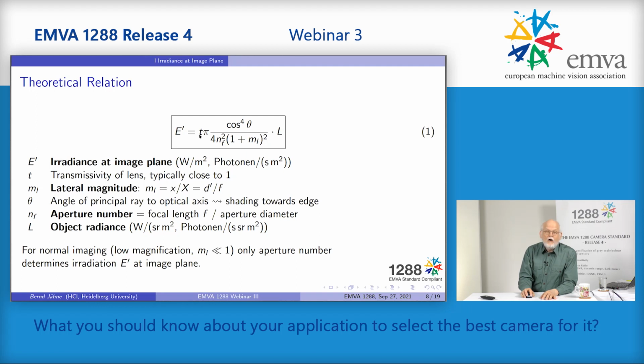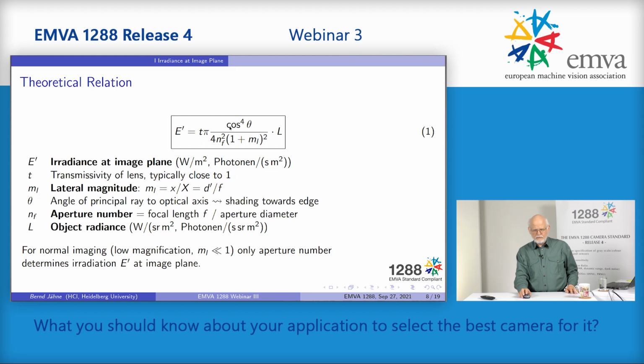And it first depends on the transmissivity of the lens, because not all light which enters the lens leaves it. Some is reflected, some is absorbed. And then it depends, interestingly, not on the opening of the lens, but on the aperture number. That is this number which is always written on the lenses. It's the focal length divided by the aperture diameter, and this is the so-called F number. And it goes inversely with the F number squared, because the larger the aperture diameter is, the smaller is the F number, and of course the more light we receive, and it goes with the square.